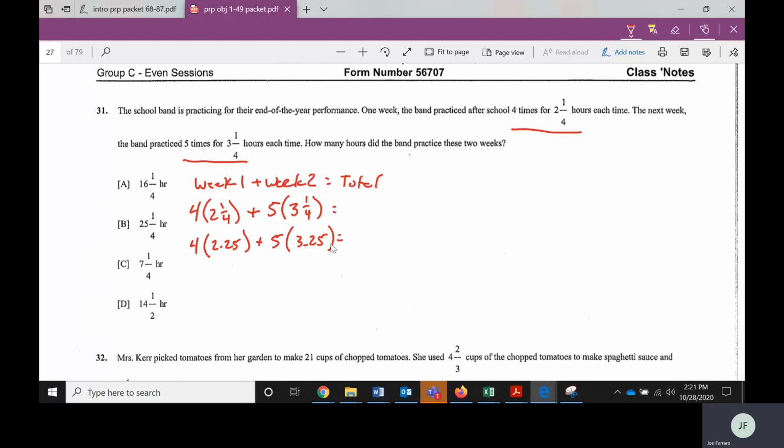So now we take 4 times 2.25. First week, they did 9 hours. Second week, we take 5 times 3.25. I'm going to get 16.25. We're going to add those together, and we're going to get 25.25. So now again, if we're looking at these, we should have our answer. The only one with a whole number of 25 is B. And if you want to double check, 25 is the whole number. 1 divided by 4, that is 0.25, and it matches up. Okay.